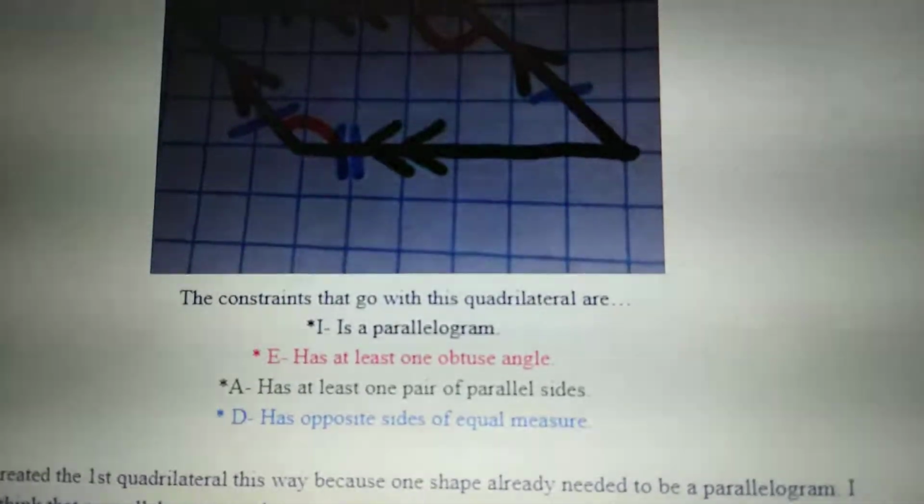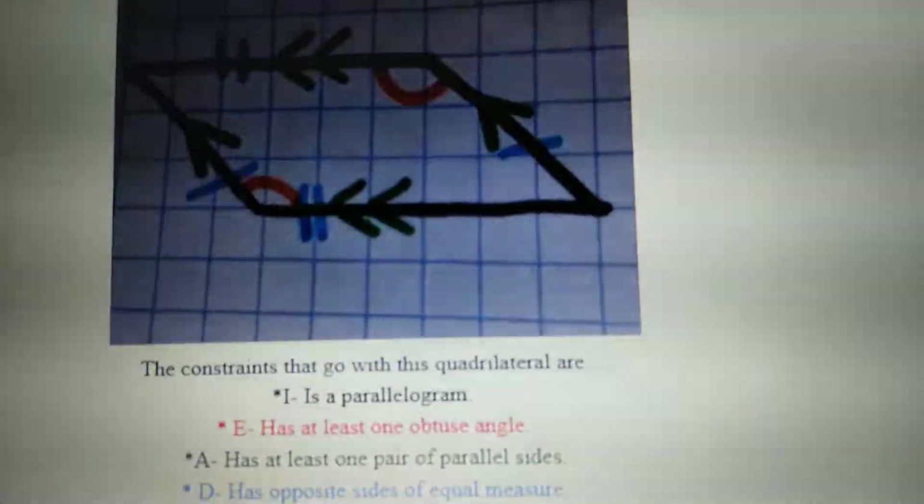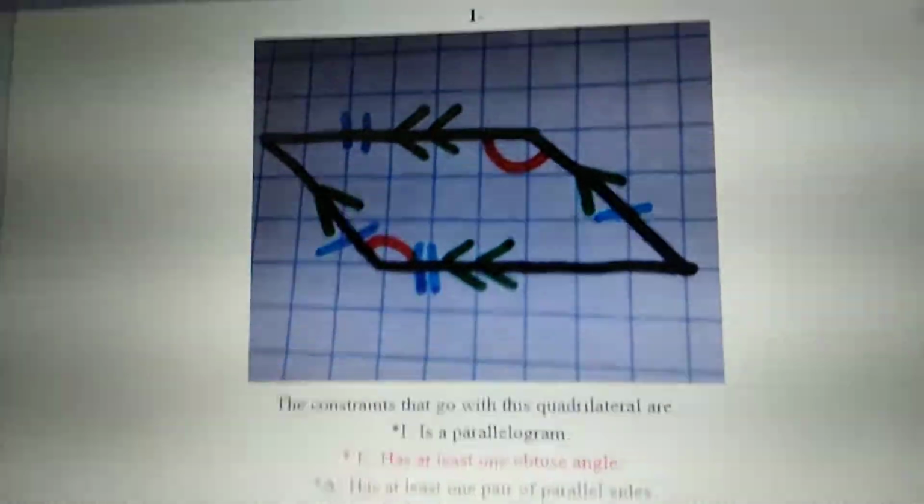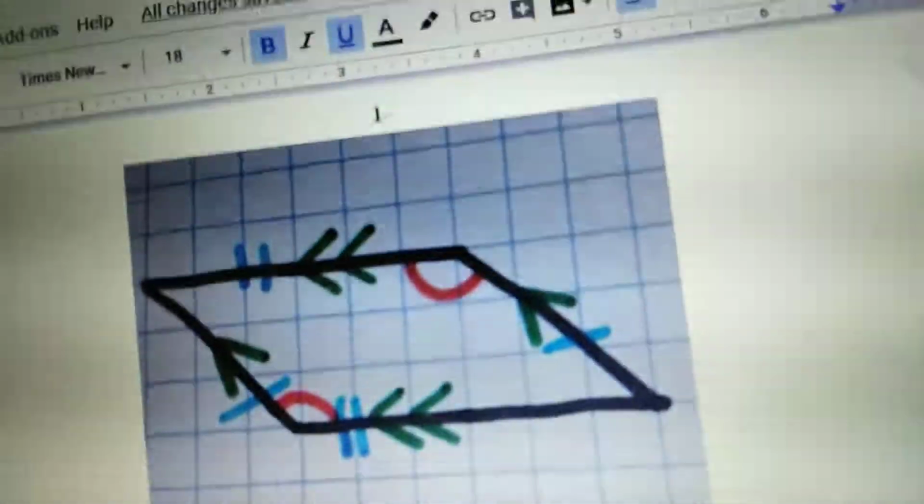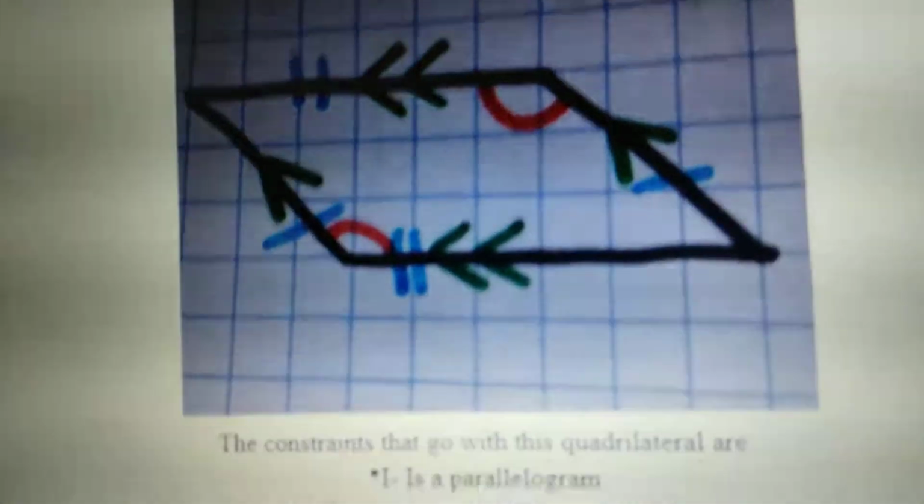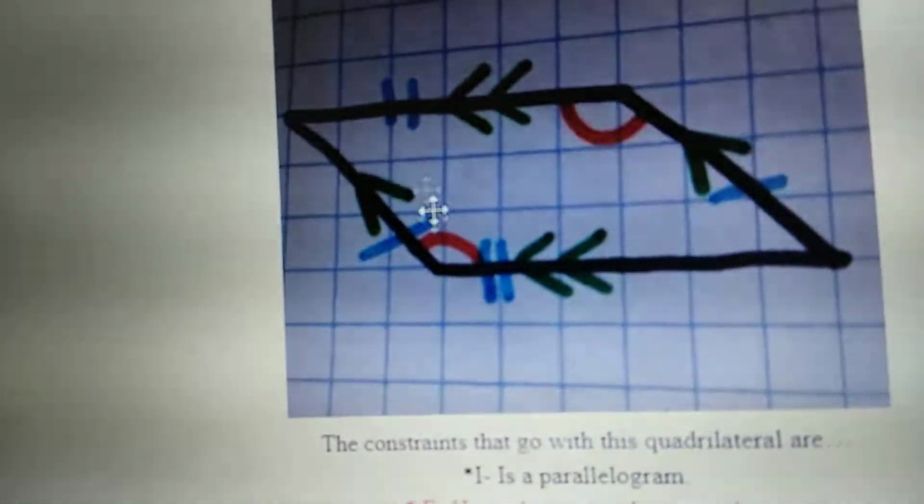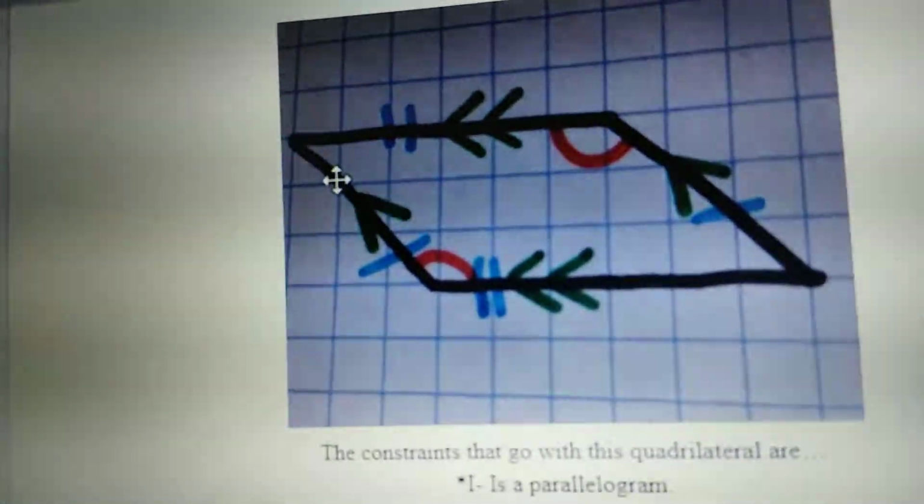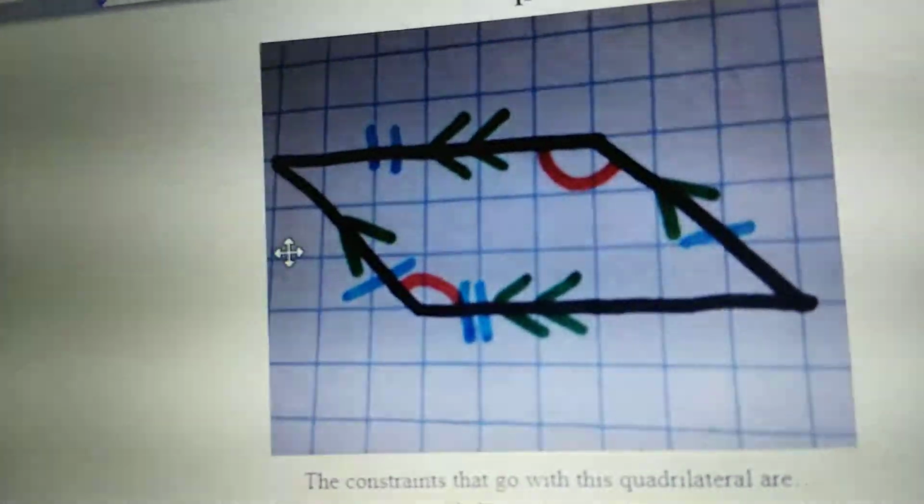And D has opposite sides of equal measure. And as you can see, I wrote that on my parallelogram in blue, right over here and here, here and here. That means these sides are congruent and these sides are congruent.